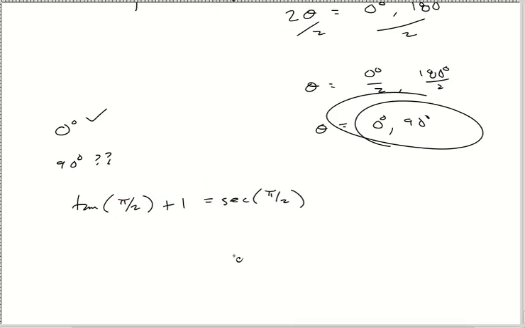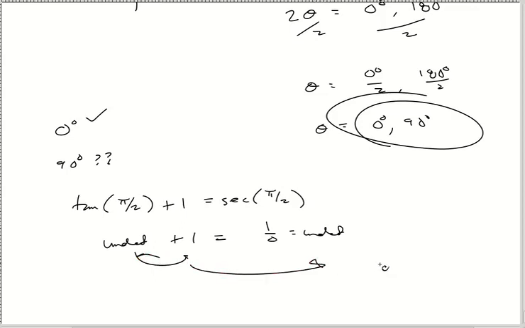Again, I'm spending way too long on this problem, but again, you could have put your pencil down and you can skip ahead on the video, whatever you got to do. It's interesting here, tangent at 90 degrees is actually undefined, plus 1, and my secant is going to be a 1 over 0 again, which is now still undefined. So is undefined plus 1 equal to undefined?